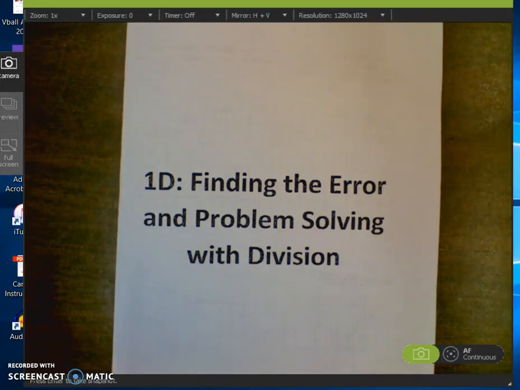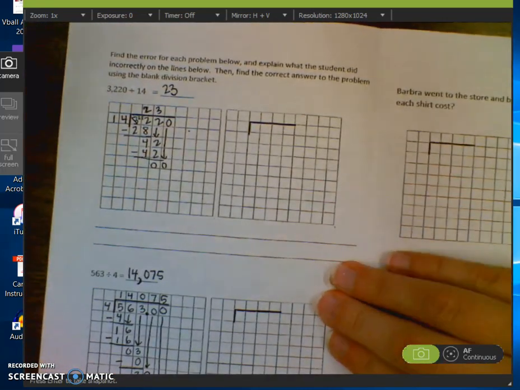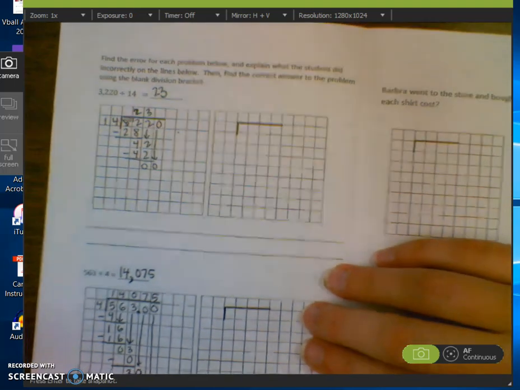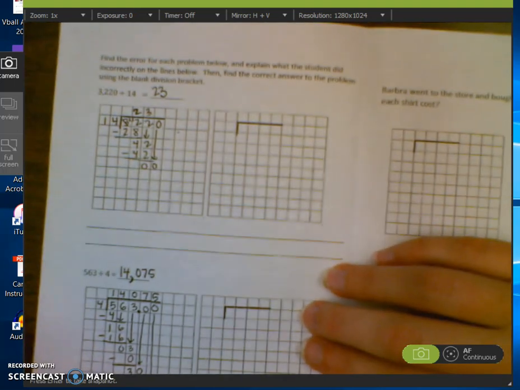Okay, today we're going to be working on finding the error and problem solving with division. So if you open up your foldable, on the inside here, the first two problems we're going to look at are finding the error problems. So we're going to be looking at these problems and trying to find the mistake.